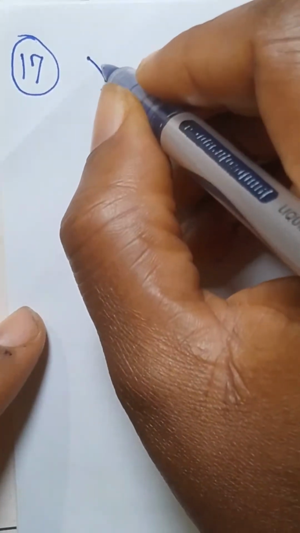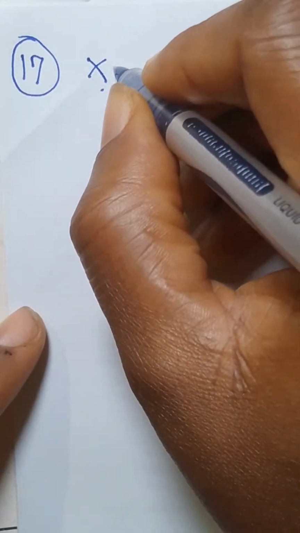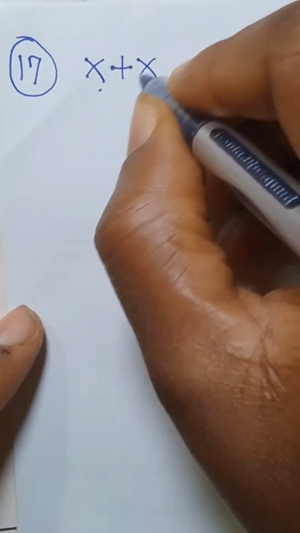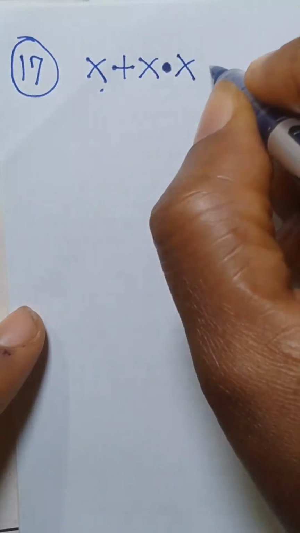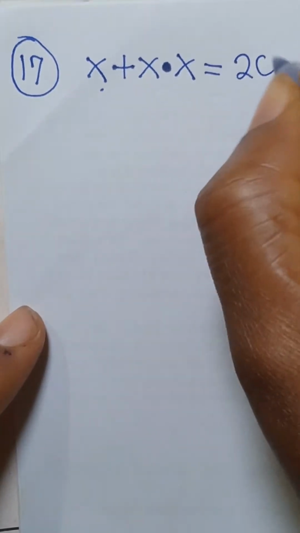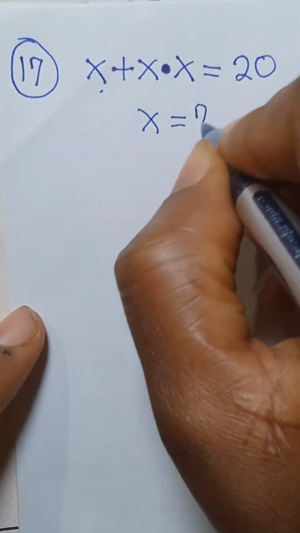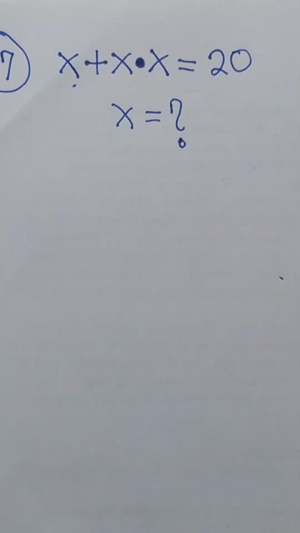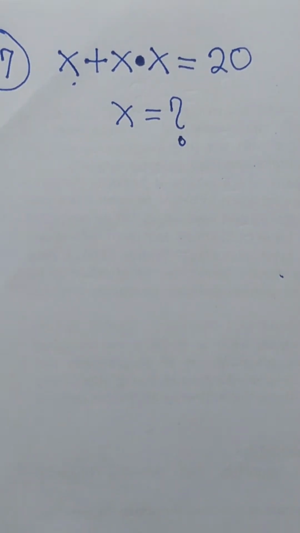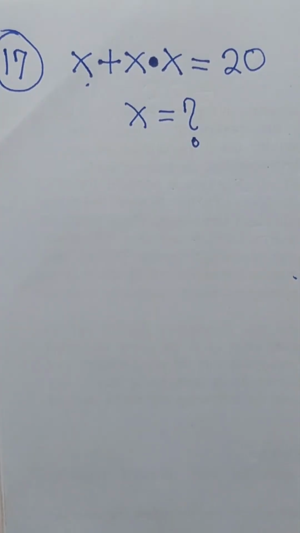x plus x. Now, please, this one is multiplication. If I put x multiply again, it will be difficult for you to understand. So it's equal to 20. X is equal to what? All right. X plus x multiplied by x equal to 20. X is equal to what? Please solve. Let's see. X plus x multiplied by x is equal to 20. X is equal to what?